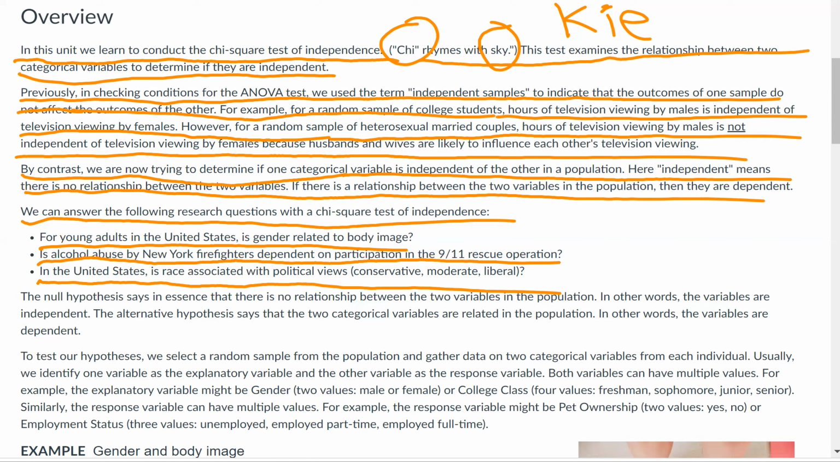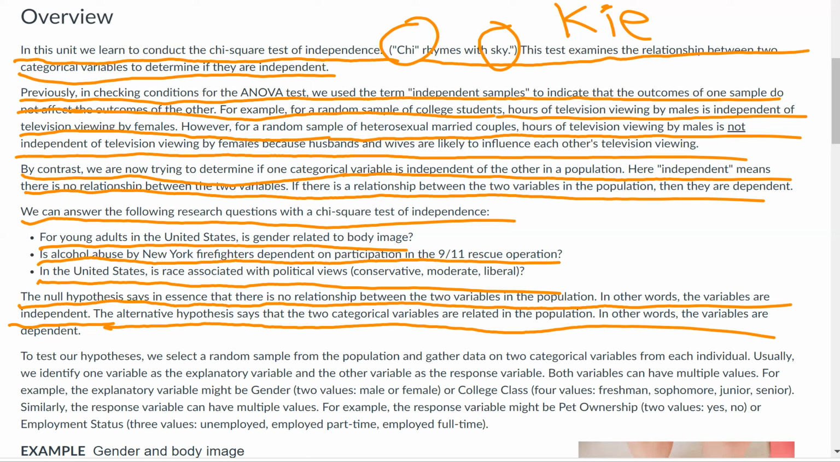The null hypothesis would say, in essence, that there is no relationship between the two variables in the population. In other words, the variables are independent. The alternative hypothesis would say that the two categorical variables are related in the population. In other words, the variables are dependent on each other.